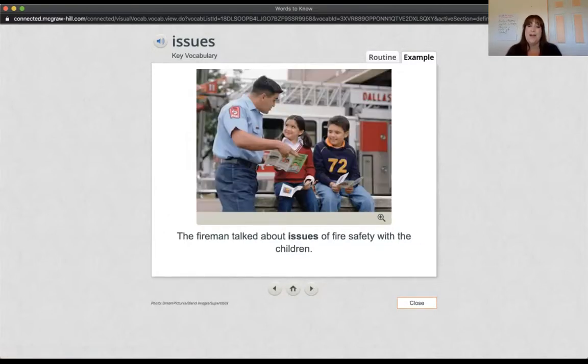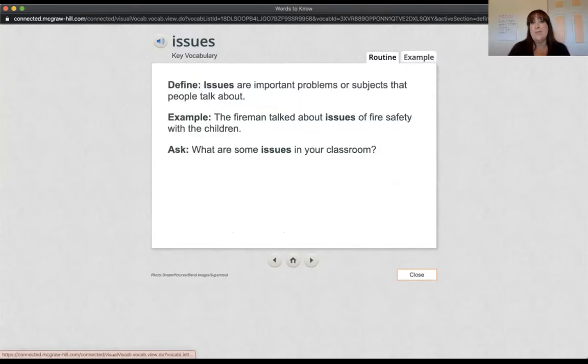Issues. The fireman talked about issues of fire safety with the children. Issues? Yes, I agree that issues are something that we talk about in class family meeting. They're important things. Let's look at what it says right here. Important problems or subjects that need to be talked about.